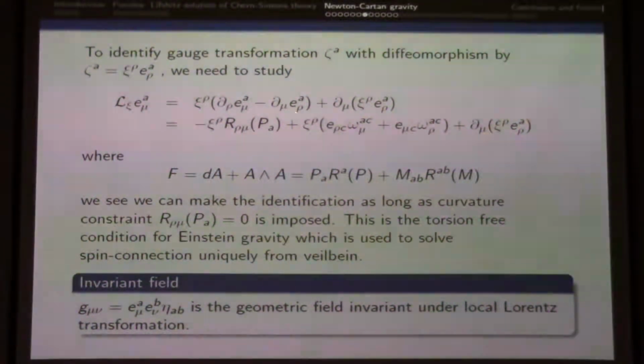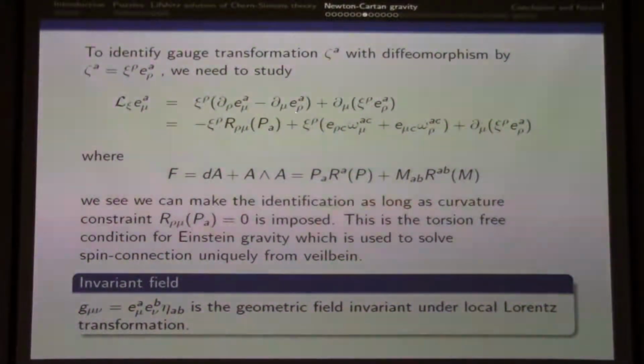R^P equals 0 is equivalent to the torsion-free condition we impose, dE plus E wedge omega equals 0, that equation. And this equation is telling us two things. One is you can map the diffeomorphism to your local translation and the internal gauge transformation to your local Lorentz transformation. And the second thing is you can solve the spin connection from the vielbein so that your metric description is physically meaningful.